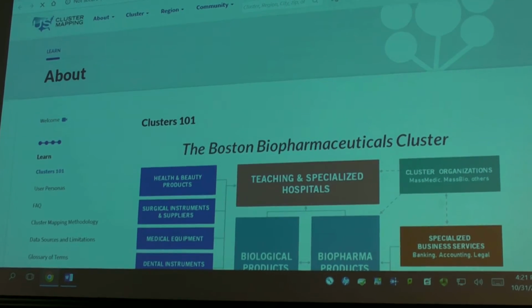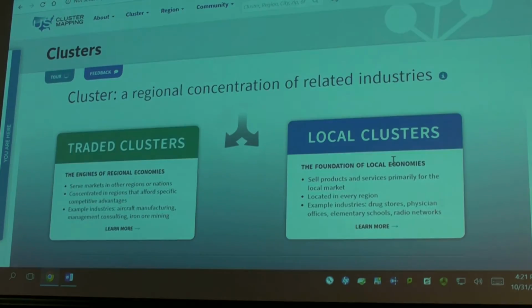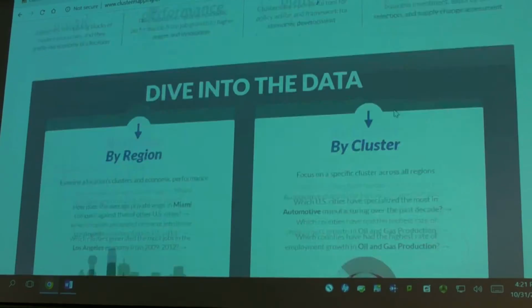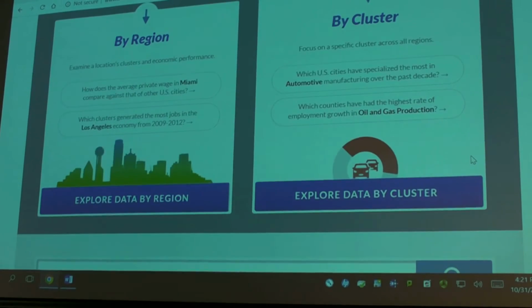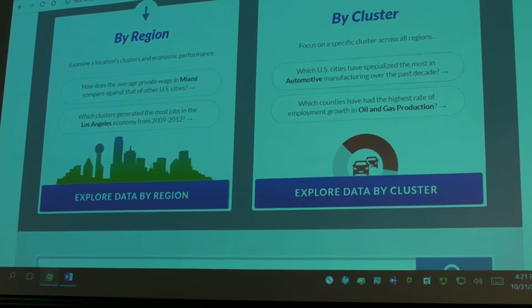Wait a minute. Let me start over. I may have told you wrong. Okay, I'm sorry. Please go back to the beginning. If you just click on cluster mapping in the upper left-hand corner, it will take you back to this page. It looks like this. And now what I'd like for you to do, on the right where it says Explore Data by Cluster, go ahead and open that.